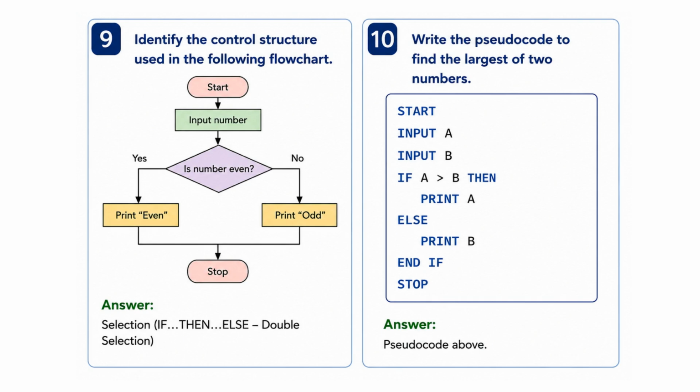Question 10 asks us to write pseudocode to find the largest of two numbers. The algorithm inputs two values, A and B. Then it compares them using a condition. If A is greater than B, it prints A. Otherwise, it prints B. This demonstrates how selection helps computers compare values and make decisions.